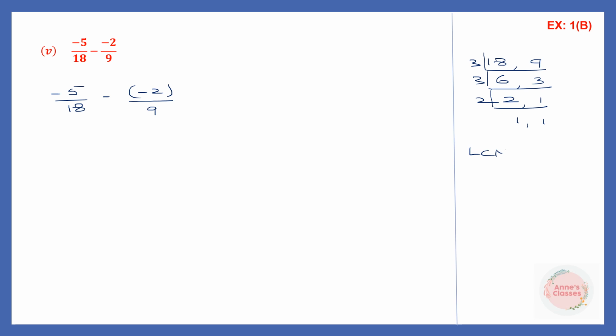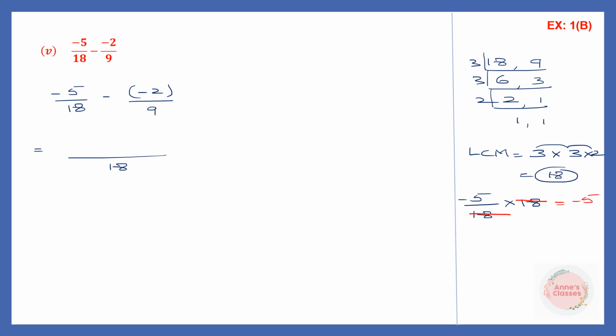So what is our LCM? LCM is 3 into 3 into 2. 3 threes are 9. 9 twos are 18. So LCM is 18. So let's write that. That is our common denominator, 18. Now let's use the first rational number, minus 5 by 18. Multiply it by the LCM, which is also 18. So cancel. So what do we have here? Minus 5. That is our first numerator, minus 5.